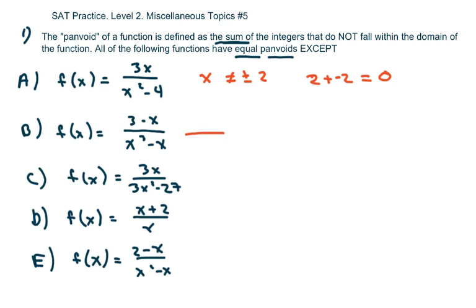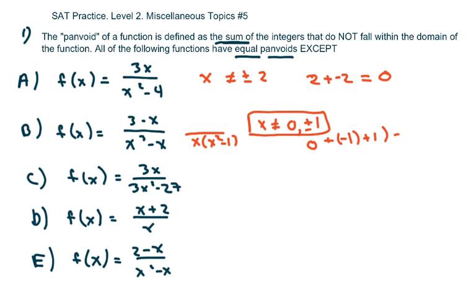I'm going to factor out the x, and we get x squared minus 1. And so for the domain, x cannot be 0, and it cannot be plus or minus 1. So these fall outside the domain. These are the forbidden values. So we're going to add them, and we get 0 plus negative 1 plus 1, which equals 0.